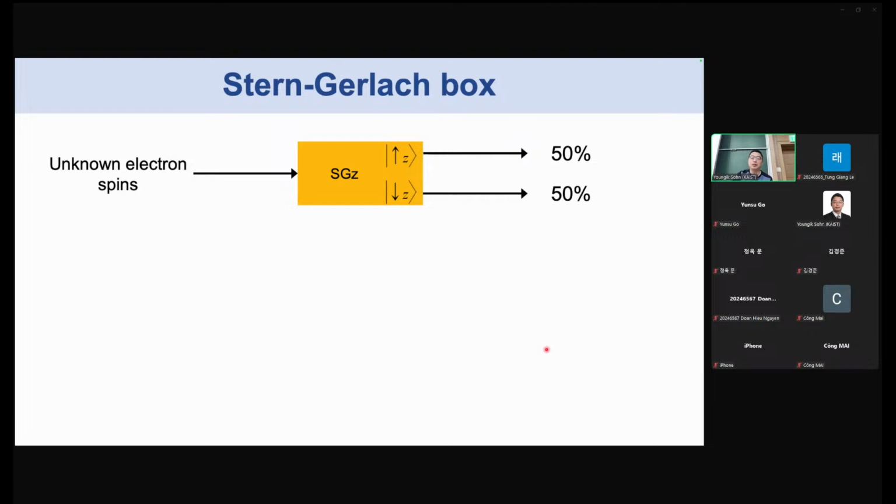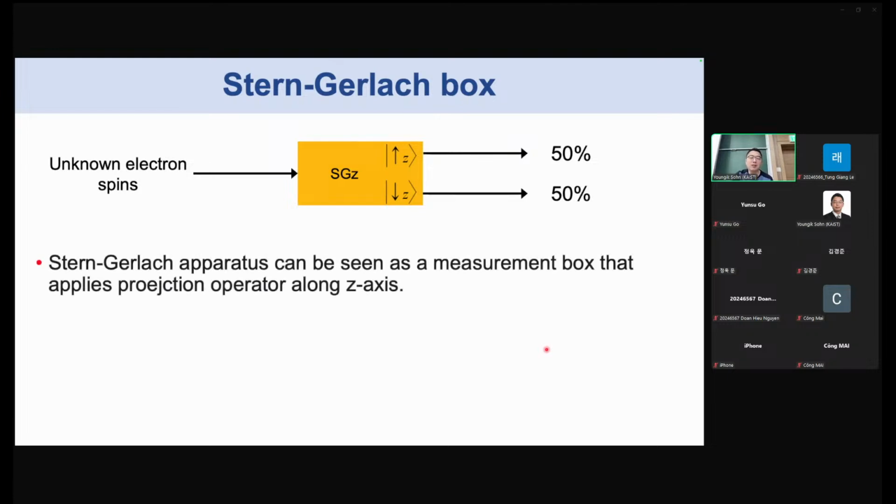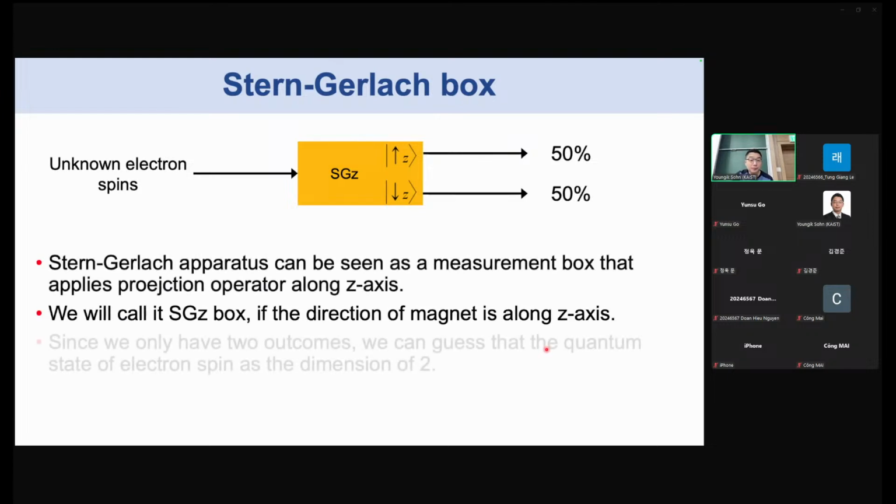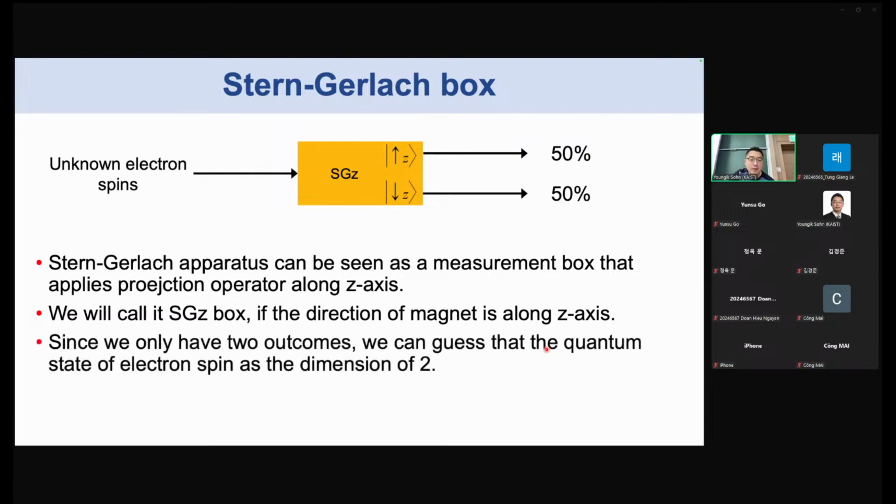They thought, okay, it's fine, we got half and half, they're discrete. Let me call the experiment you saw, shooting silver and passing it through the magnet, the Stern-Gerlach box, that yellow box. I always put Z to represent which direction the magnet is along. So with an SGZ box, you get half and half.